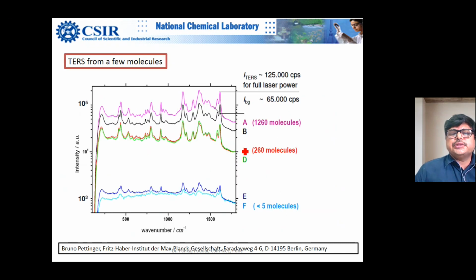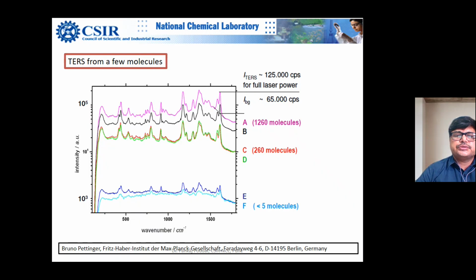For example, here you can see that you can start decreasing the number of molecules. Here you can see fewer than 5 molecules, and you can still record Raman spectra. So this is the beauty. Actually, you can go down to single molecule scattering.